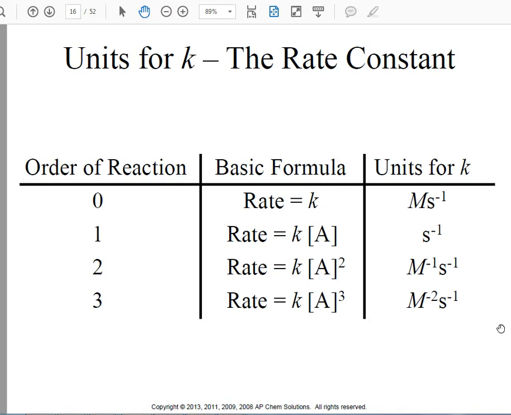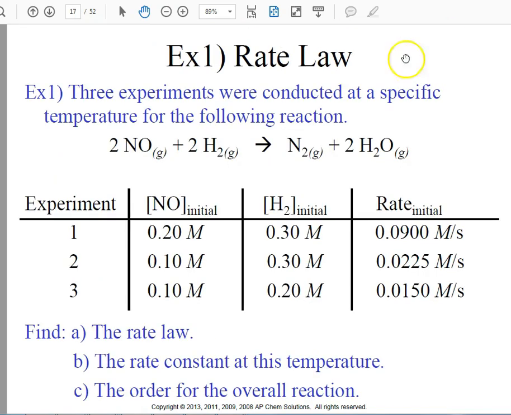We've talked about what it means to be 0 order, first order, second order, and overall order. And here we're looking at how the units of K would be affected in those particular orders. Alright, now let's do an example. Hopefully some of this will start to make sense in this example.